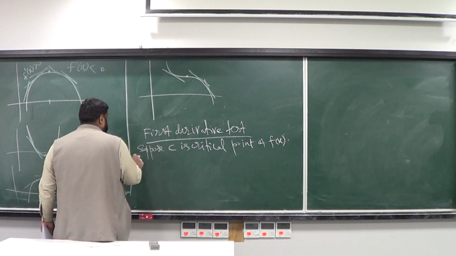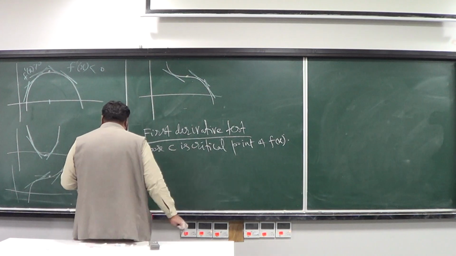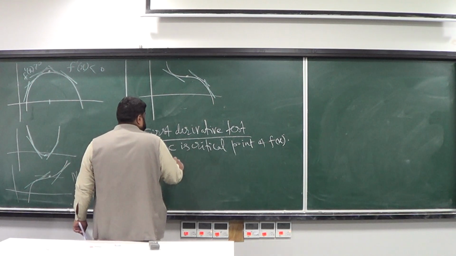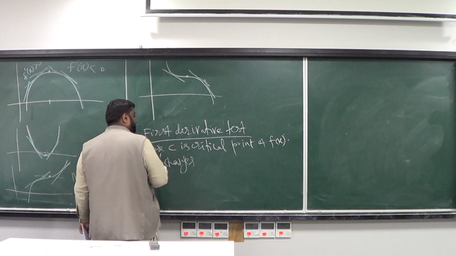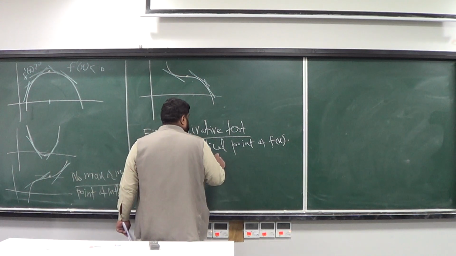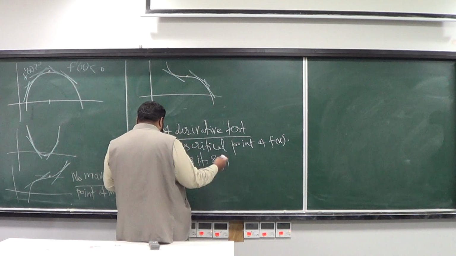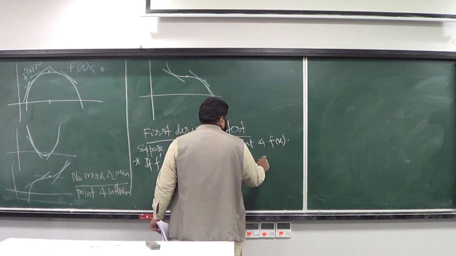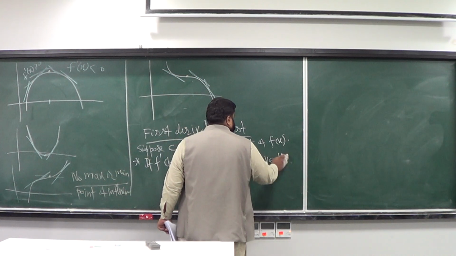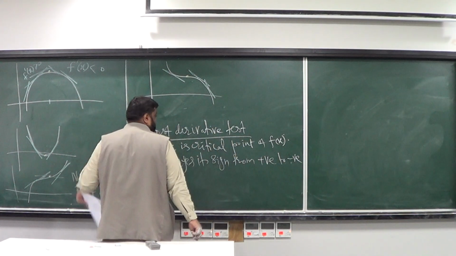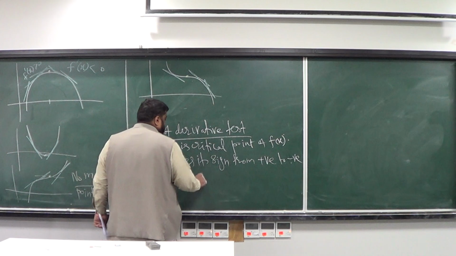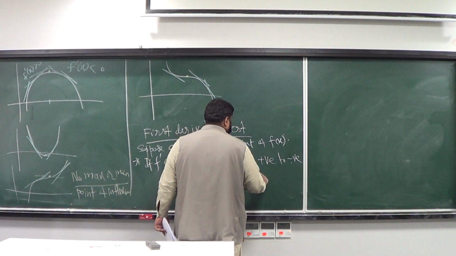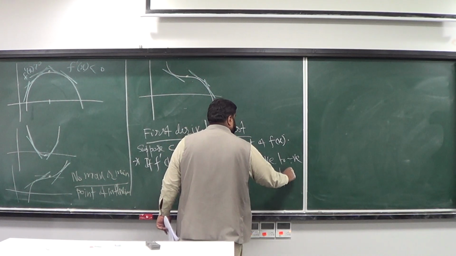So the first case: if f prime changes its sign, in other words the derivative changes its sign from positive to negative like this, then x equal to c is a maximum point.